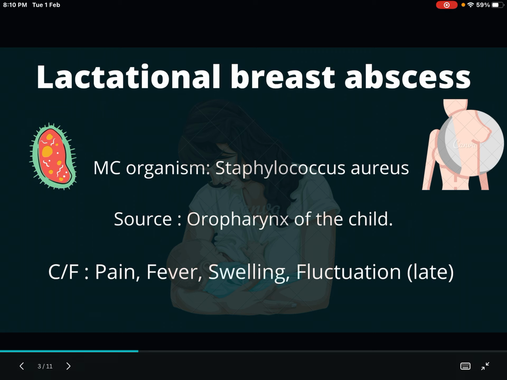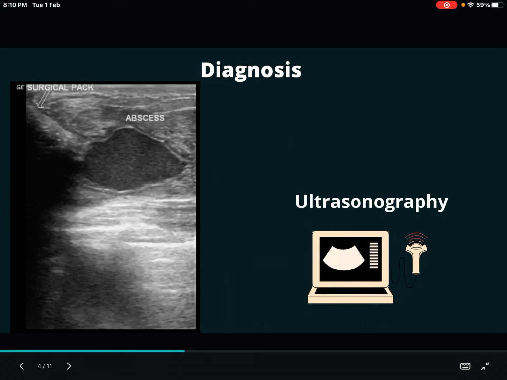Lactational breast abscess in lactating woman. Most common organism Staphylococcus aureus. The source is oropharynx of the child. The clinical features include pain, fever, swelling, and fluctuation can happen in the later stages. Coming to the diagnosis part, the mainstay diagnosis is through ultrasonography. Here you can see the picture. You can clearly notice the abscess formation from this USG.